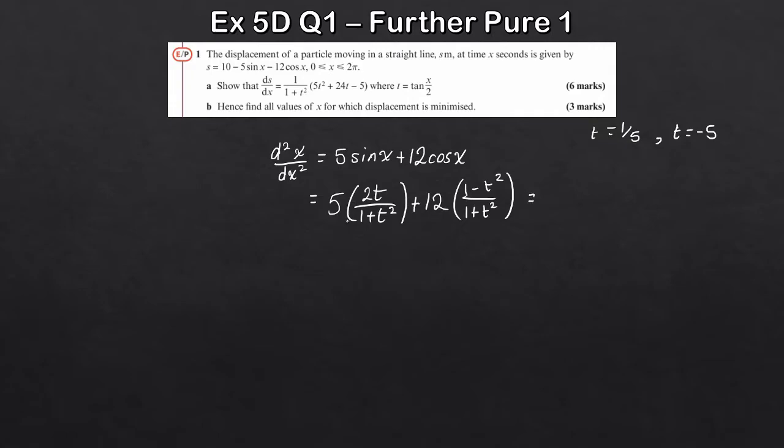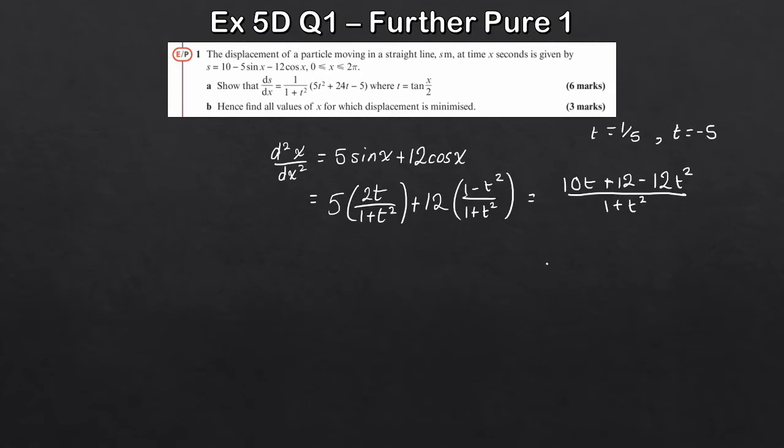Okay, simplifying this now, this is going to be 10t plus 12 minus 12t squared. And this is all over 1 plus t squared. So all you need to do here is consider one of the points. Now, looking at this expression we've got here, I spot that if t is minus 5, this surely won't give me a positive solution. Remember, if the second derivative is positive, then that value is for a minimum point. So the fact that this t equals minus 5 here suggests to me that that will not be a minimizer.